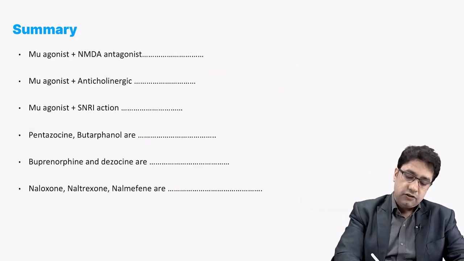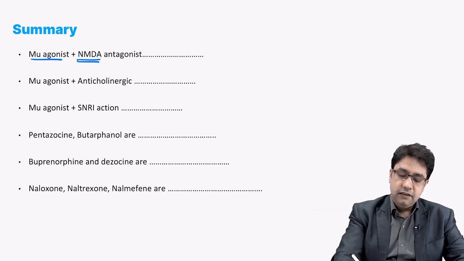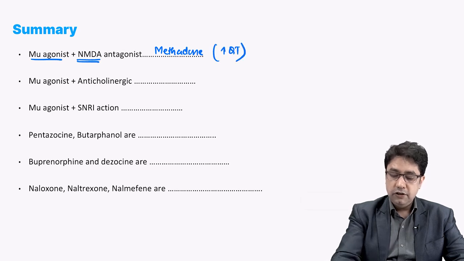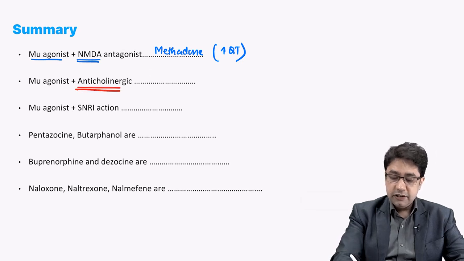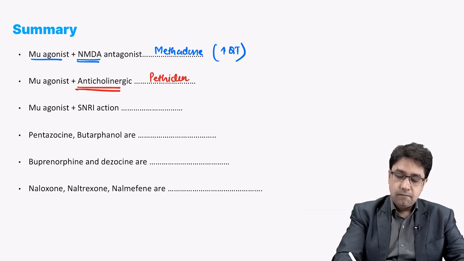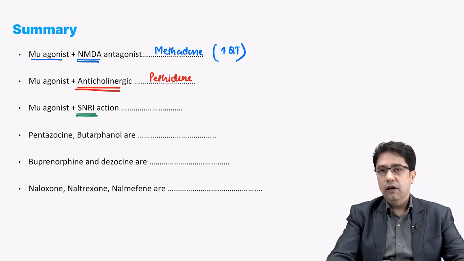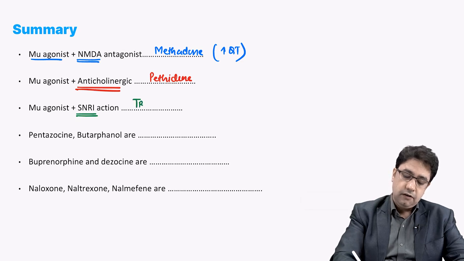So which opioid acts on mu receptor and has NMDA antagonist property? Methadone. That is why methadone causes QT prolongation. Which opioid has additional anticholinergic action? Pethidine. Which opioid has SNRI-like effect, serotonin norepinephrine reuptake inhibitor? Tramadol.